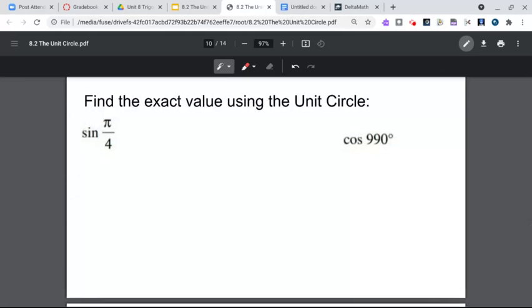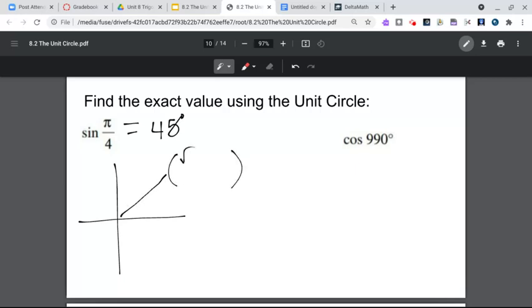Okay? Sine pi over 4. Pi over 4 is equivalent to 45 degrees. 45 degrees, right? 45 degrees is in the first quadrant. It's the middle ordered pair value, root 2 over 2, root 2 over 2. Because I'm looking for the exact sine, I know that's the y value, and so my exact value is root 2 over 2.